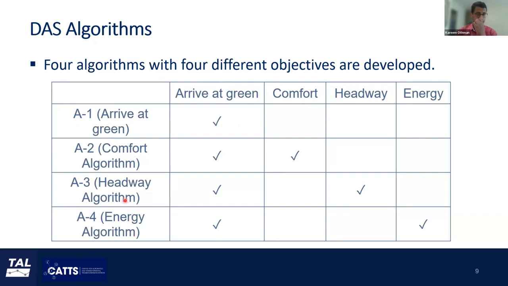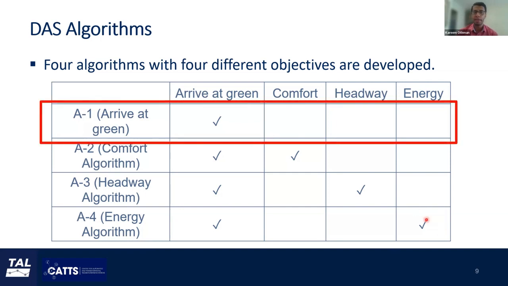And for example, A3 is focusing on selecting the bus speed that actually allows the bus to arrive at the green phase and improves the headway regularity. A4 is focusing on improving the energy consumption. But for the aim of today's presentation, I will mainly focus on showing the results for algorithm A1.